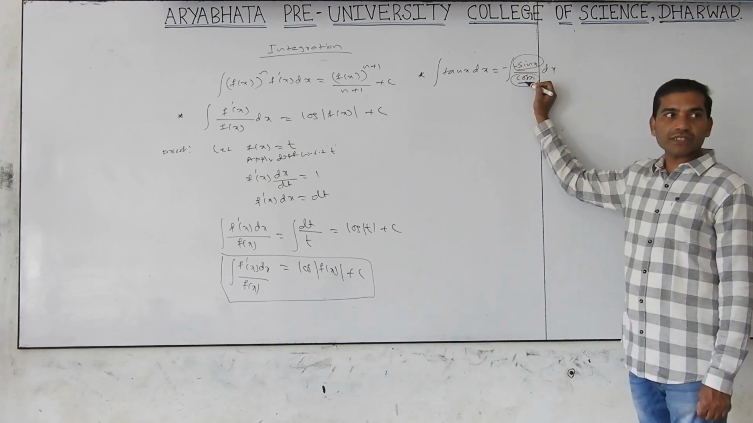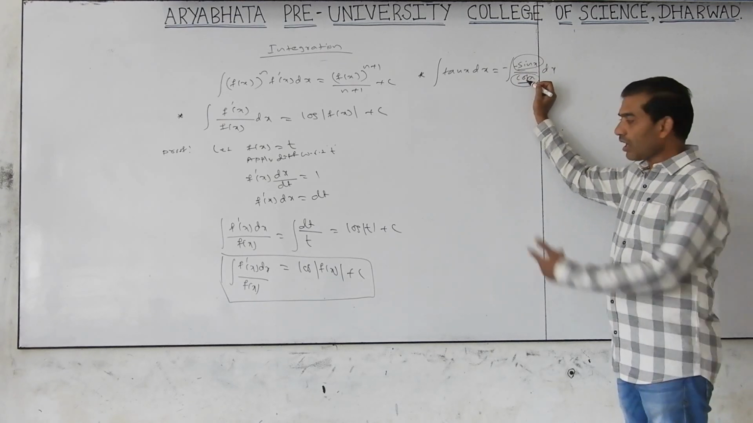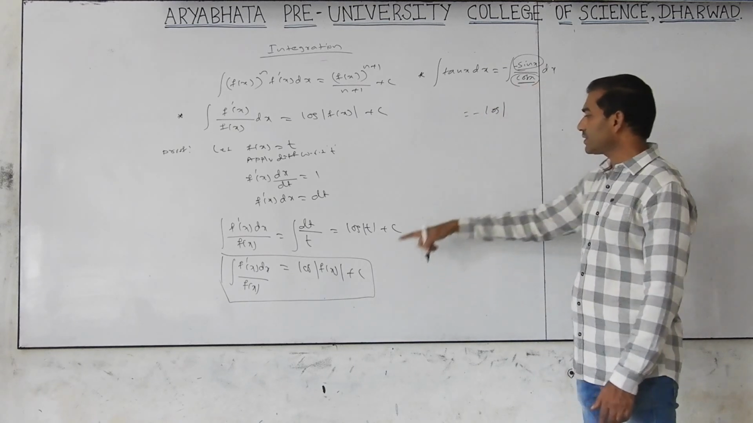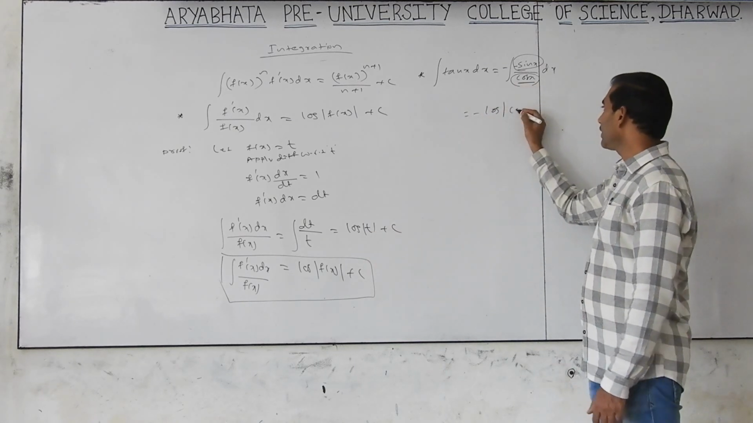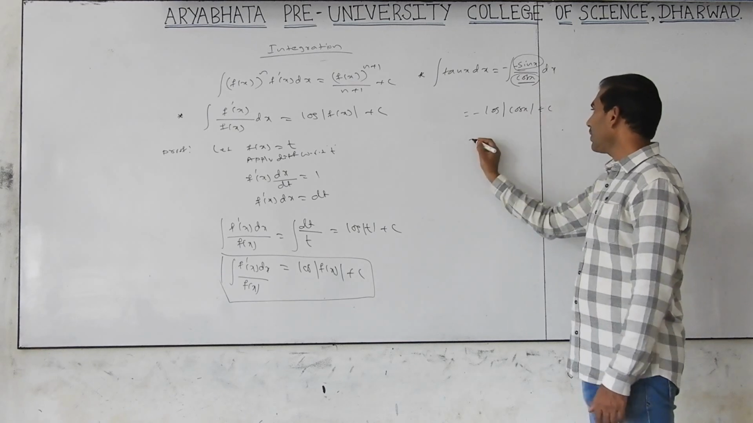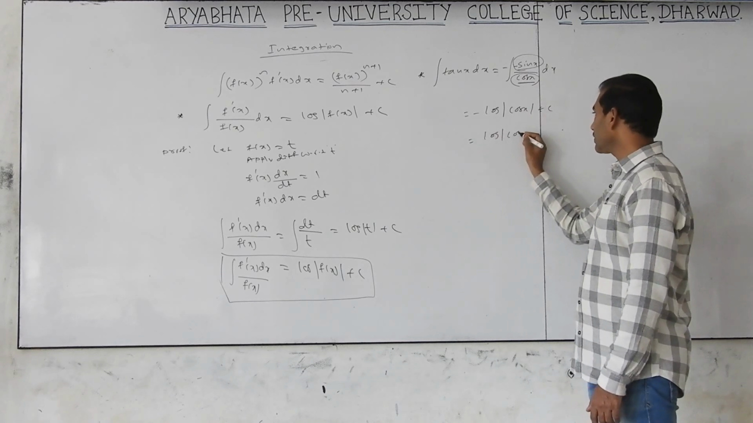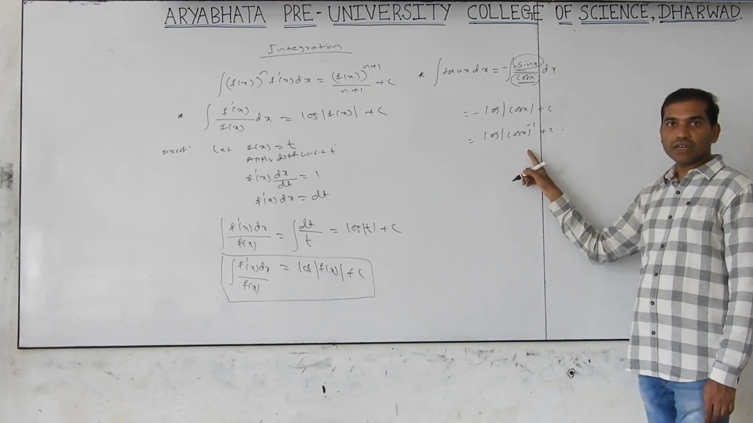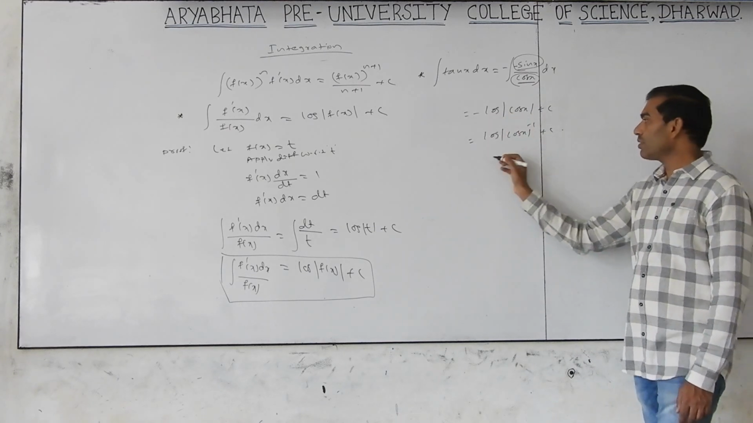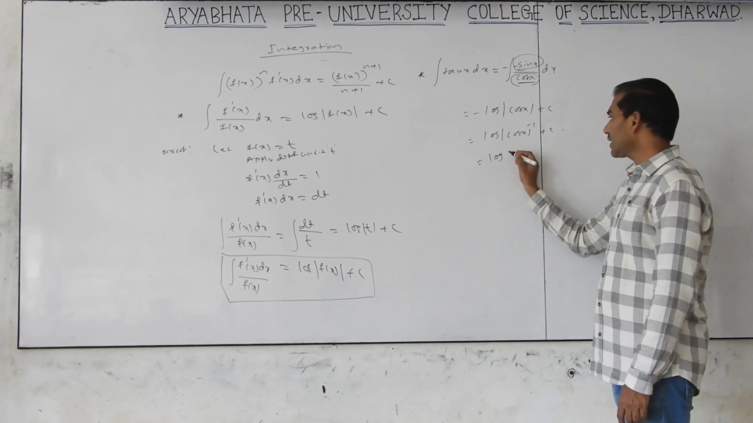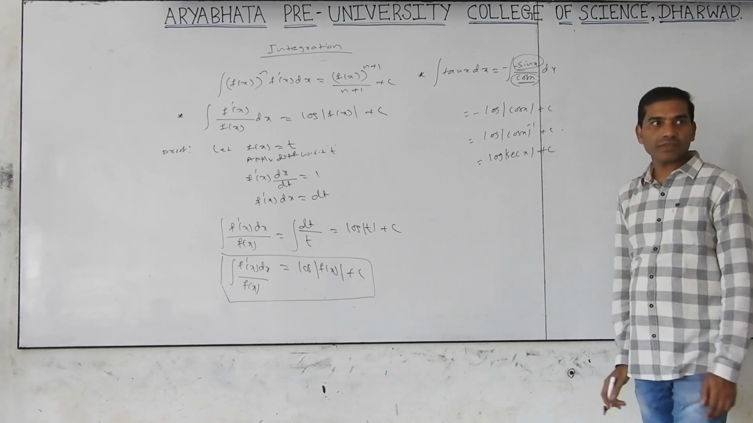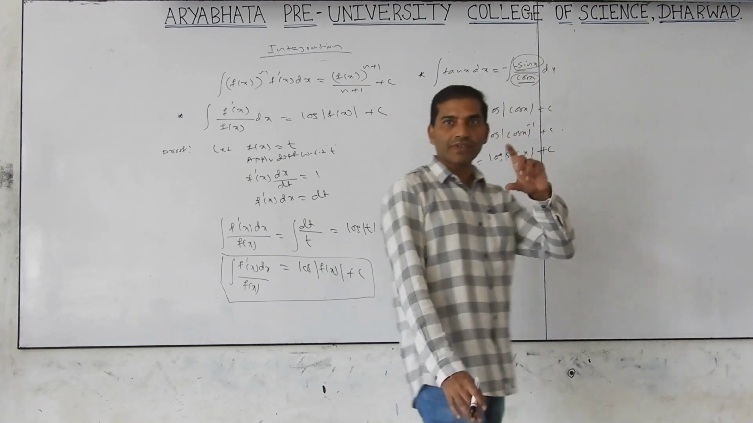The integration of f'(x) by f(x) is log of. So minus log of f(x), where f(x) is the denominator cos x. So minus log of cos x whole power minus 1 plus c by using logarithm properties. 1 by cos x is equal to sec x. So log of sec x plus c. Are you following?